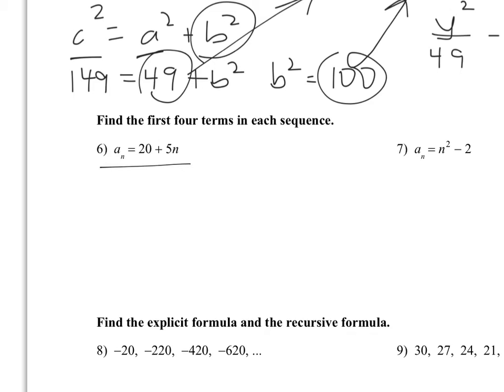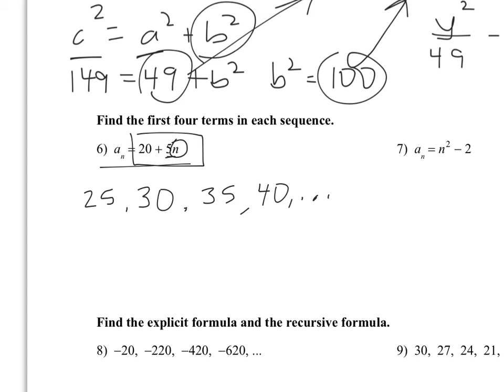Okay, we've been given the explicit formula. We need to write the first 4 terms. The first term is when n equals 1. So if n equals 1, 5 times 1 is 5, plus 20 is 25. The second term is when n equals 2. 5 times 2 is 10, plus 20 is 30. And if you recognize, this is the explicit formula of an arithmetic sequence, and the 5 in front of the n represents a constant rate of change of 5. So you're going to be adding 5 every time. So the next term would be 35, the next term would be 40, and so on.